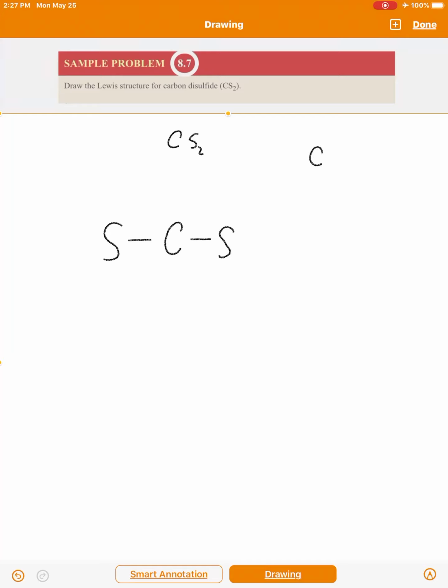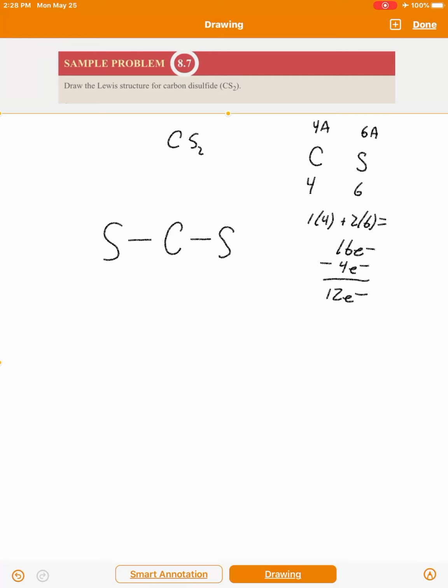Carbon is in group 4A, so that means it has 4 valence electrons. Sulfur is in group 6A, which means it has 6 electrons. So 1 times 4 plus 2 times 6 gives us 16 electrons. Remember, there's 2 sulfurs, so it's 2 times 6. We've already drawn in 2 bonds, so we've used 4 electrons. That gives us 12.